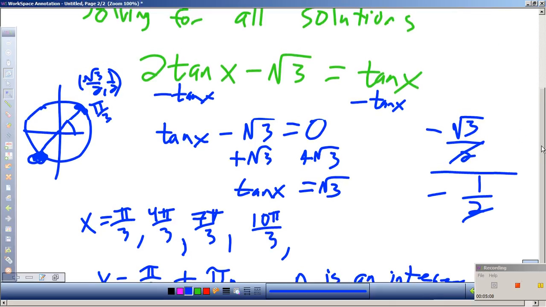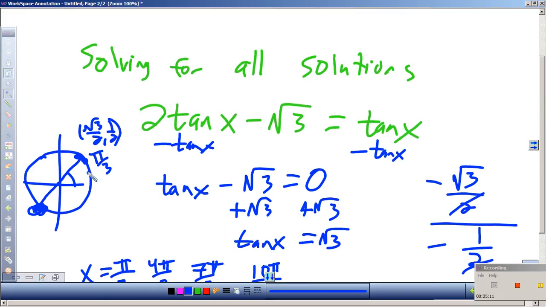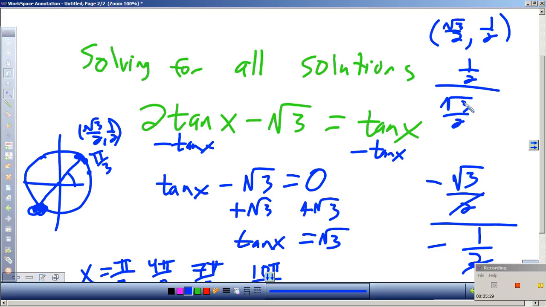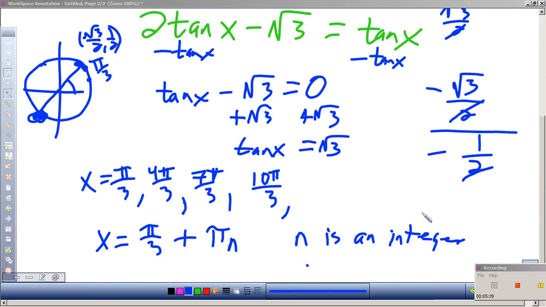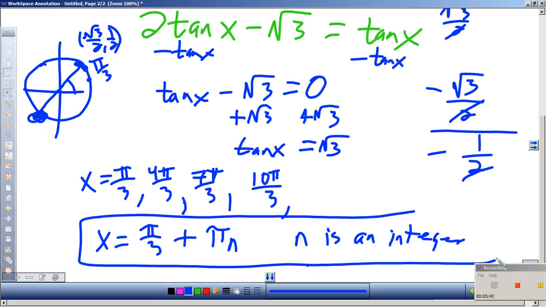But pi over 6, what is the coordinate for pi over 6? What is x? Root 3 over 2, comma, y is 1/2, right? Okay? Tangent is y over x, which would be 1/2 over root 3 over 2. And that does not simplify to be just root 3. That would be root 3 over 3. Good. So our answer for this one tells us all solutions that would work.